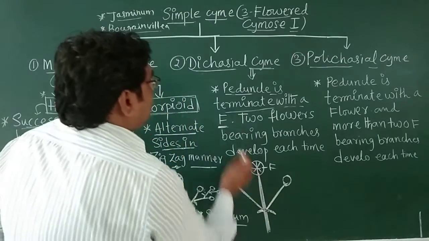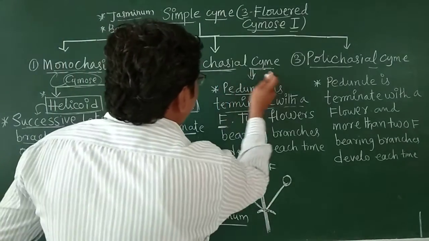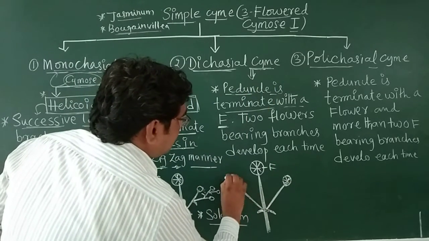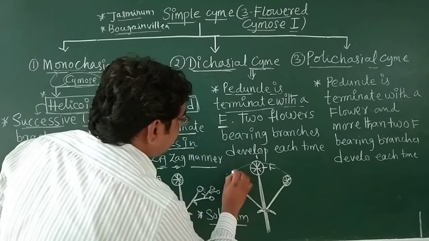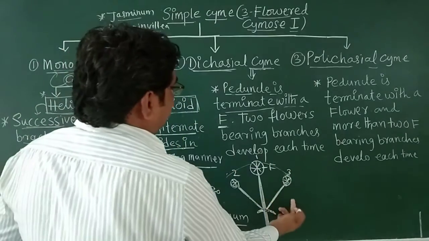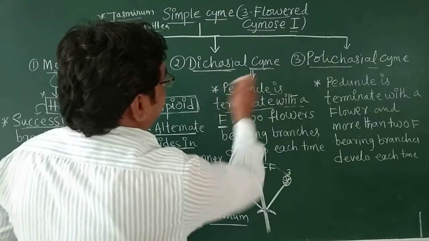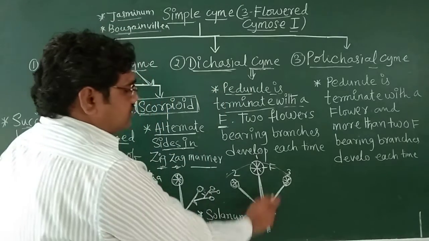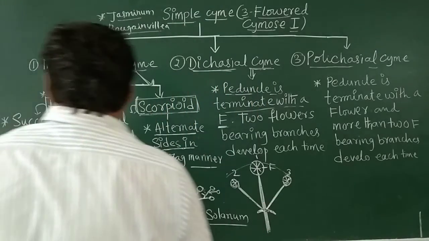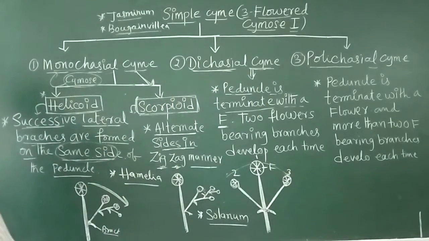So this is the dichasial cyme. In dichasial cyme, how many flowers are there? Three flowers are there. This is one flower, this is the second flower, this is the third flower. So three flowers are present in the dichasial cyme. What is the example of dichasial cyme? That is Ipomoea and Clerodendron.